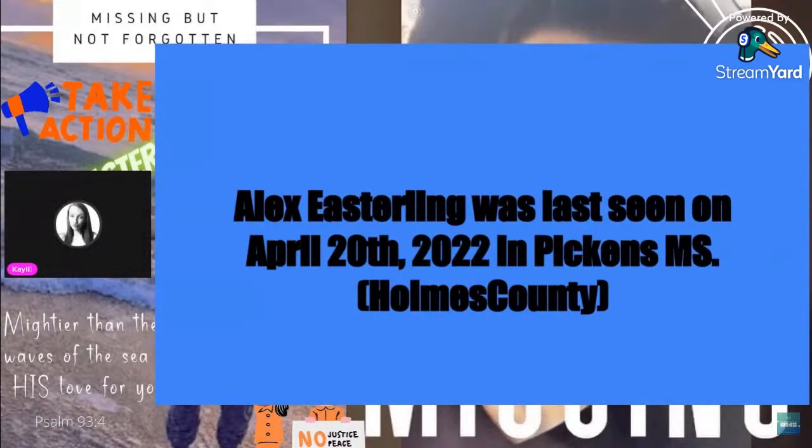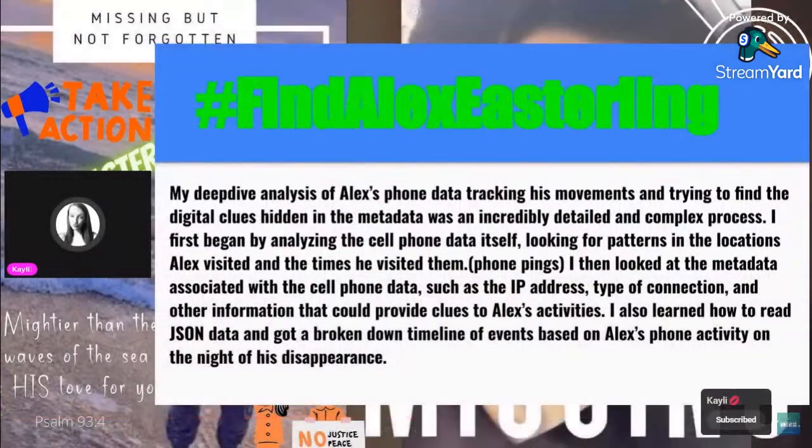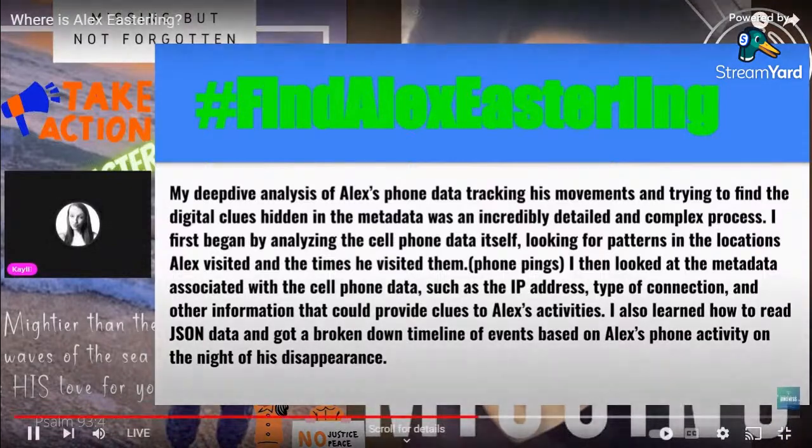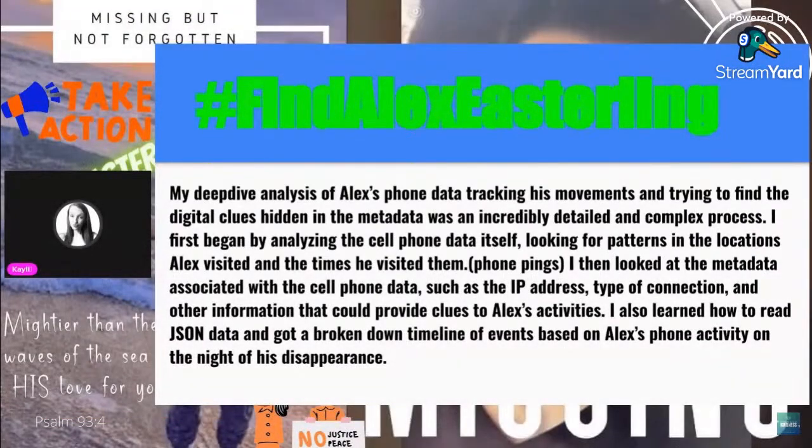Okay, so this stream is going to be my deep dive analysis of Alex's phone data, tracking his movements, and trying to find the digital clues hidden in the metadata. It was an incredibly detailed and complex process. I first began by analyzing the cell phone data itself, looking for patterns in the locations Alex visited and the times he visited them, phone pings, etc. I then looked at the metadata associated with the cell phone data, such as the IP addresses, types of connection, and other information that could provide clues to Alex's activities.